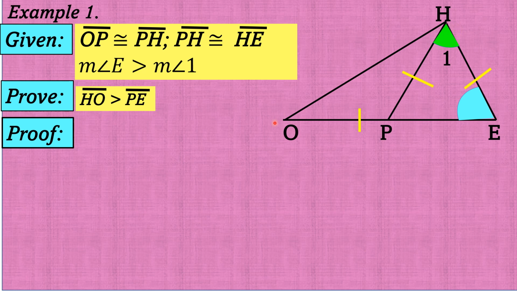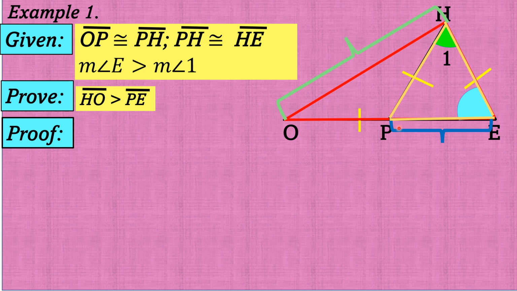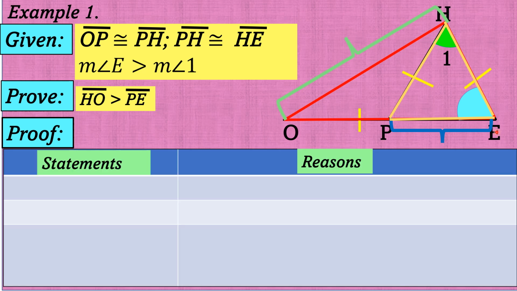So this is our side HO and this is our side PE. So, paano natin ma-prove that side HO is greater than side PE? So we will use the two-column proof. So we have the table for the statements and the reasons. So, una, we are going to write here side OP is congruent to side PH and side PH is congruent to side HE. What is our reason? It is already given in the problem.